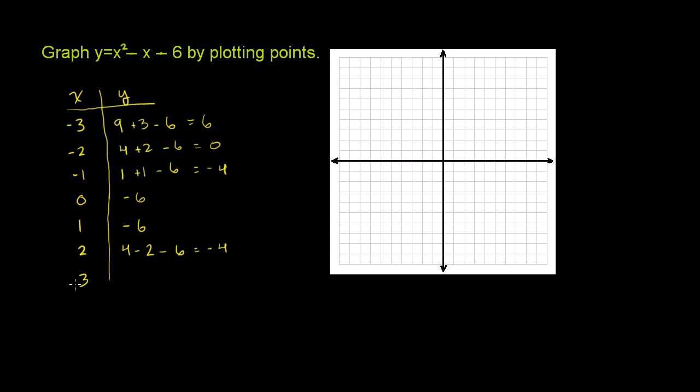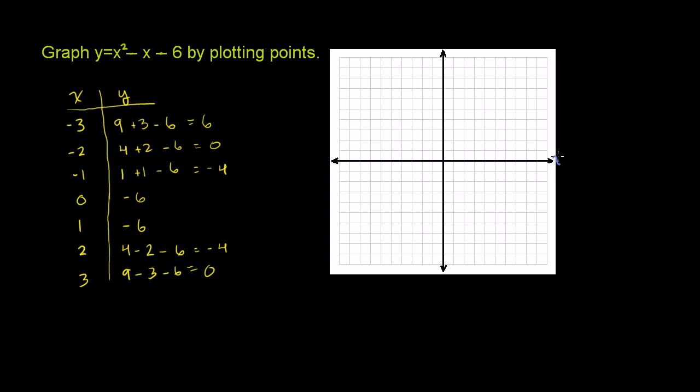And then if x is equal to 3, we have 3 squared, which is 9, minus 3, right? 9 minus 3 minus 6. Well, that's going to be equal to 0. So let's plot these points. Let me do it in a dark color here. So the first point is -3 comma 6.